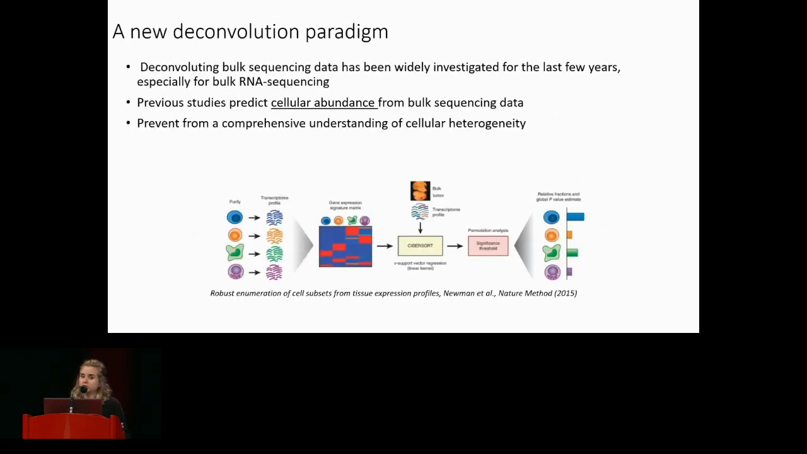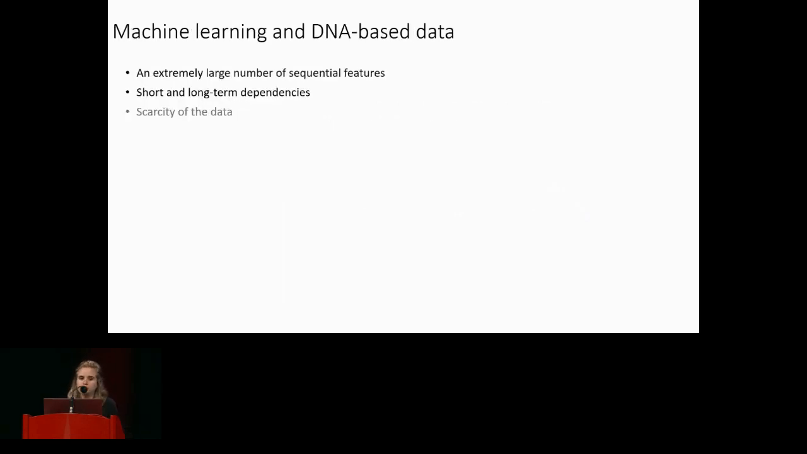However, bulk deconvolution is not a new problem at all. It has been widely investigated for the past few years, especially for bulk RNA sequencing. But previous methods focused on predicting the cellular abundance from the bulk sequencing. Following the previous metaphor, these methods focused on counting how many pianos, guitars, or drums are playing, but not what they are saying, and prevent analyzing the differences between the sound made by these instruments.